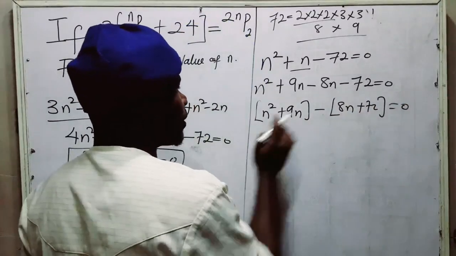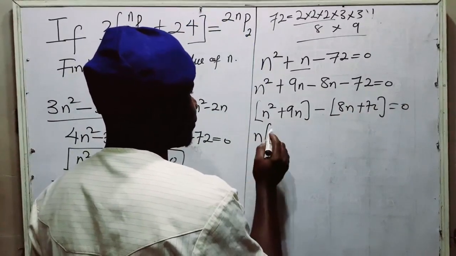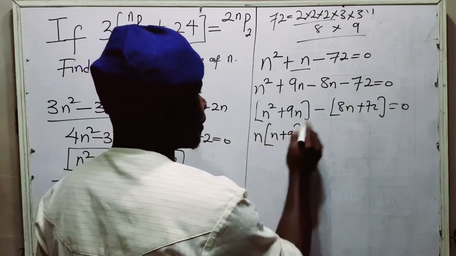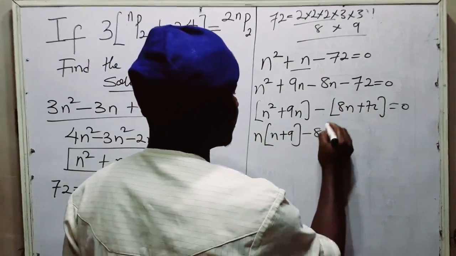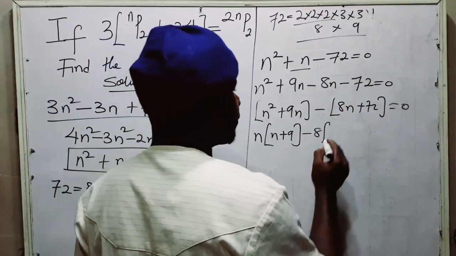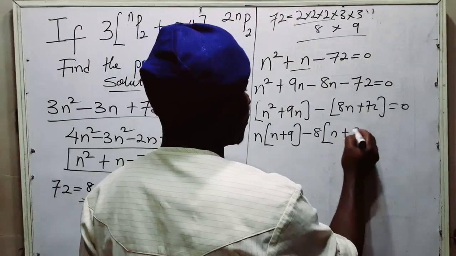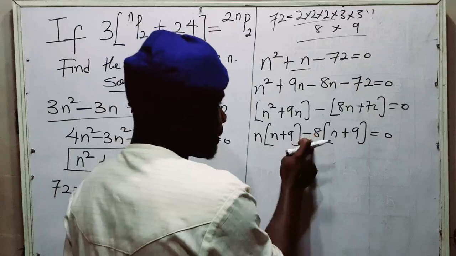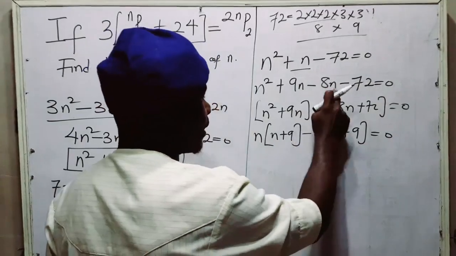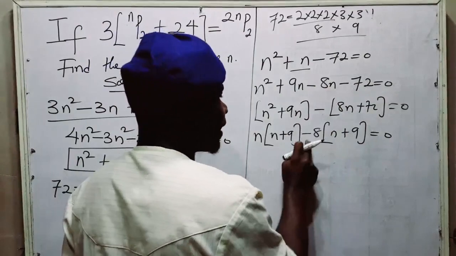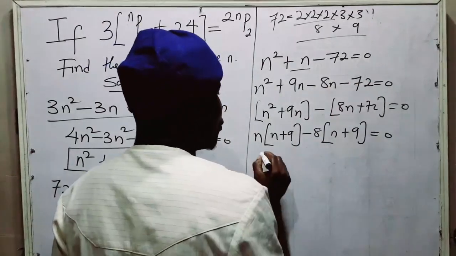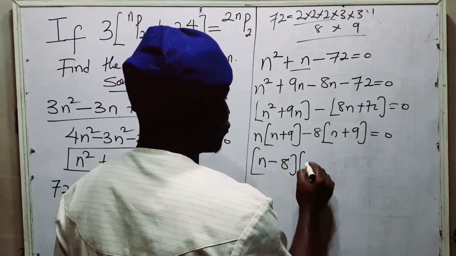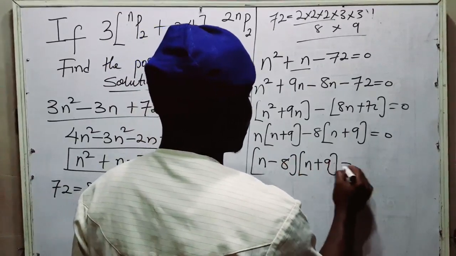So here, what is common? n is common, so if n is common, we have n plus 9. What is common here? 8 is common. So we have n plus 9 is equal to 0. So for you to get this one clearly, if you multiply this minus 8 with n to give us minus 8n, minus 8 times 9 to give us minus 72. So that's how we now have n minus 8 onto n plus 9 is equal to 0.